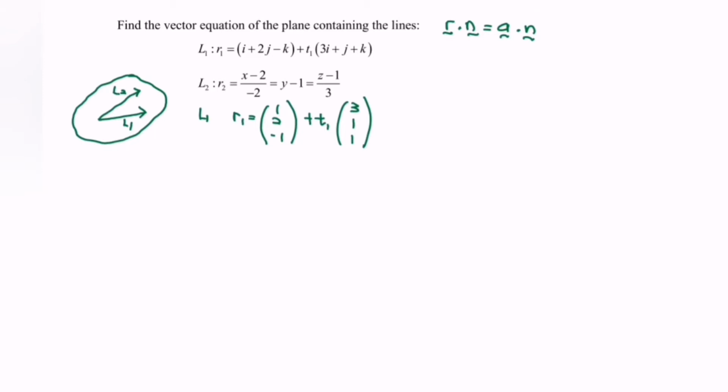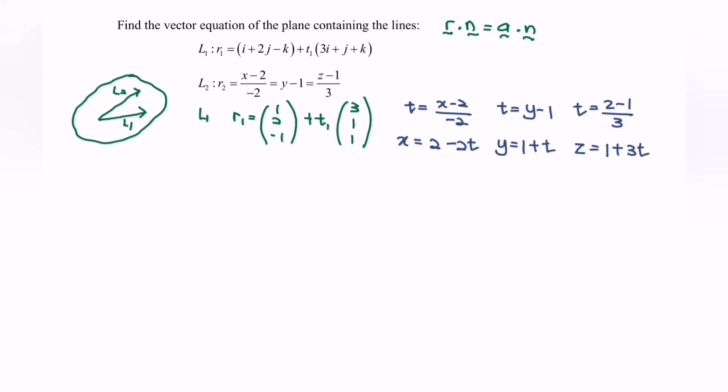So given the equation is a Cartesian equation, t equals (x - 2) over -2. Next, t equals y - 1. Next, t equals (z - 1) over 3. So rearrange the equations, where we will have x equals 2 minus 2t. Next, y equals 1 plus t. Next, z equals 1 plus 3t. So rearrange and express it in a vector equation. So r2 equals (2, 1, 1) plus t2, with the direction (-2, 1, 3).